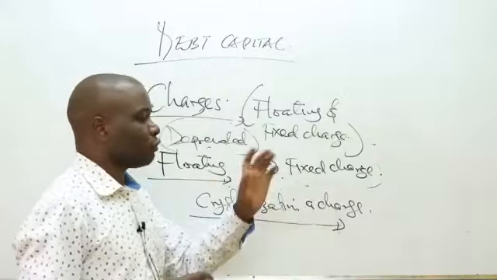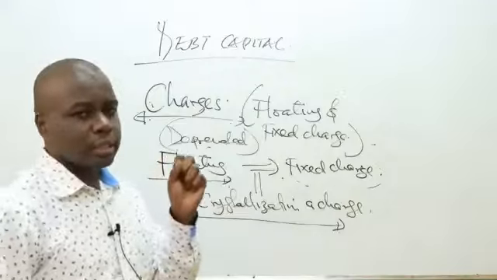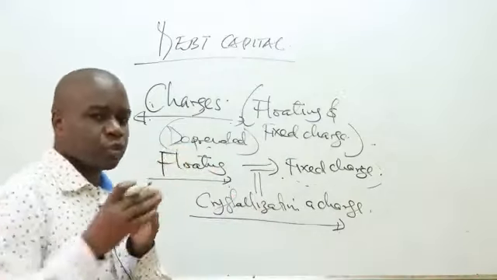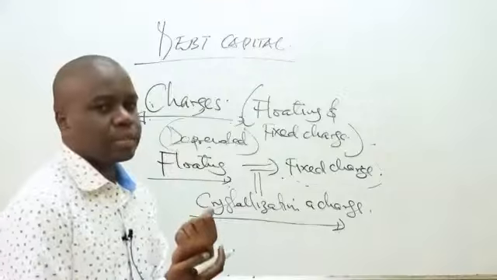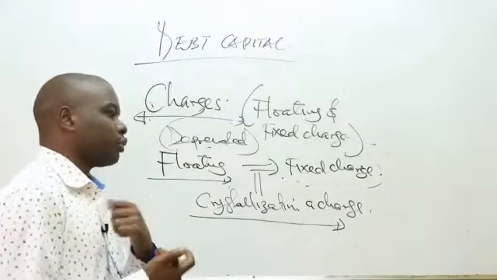So if it was a motor vehicle, you will run for it, so that you maybe take it, sell it off, and recover your money before the company goes under. So you can have liquidation of the company.